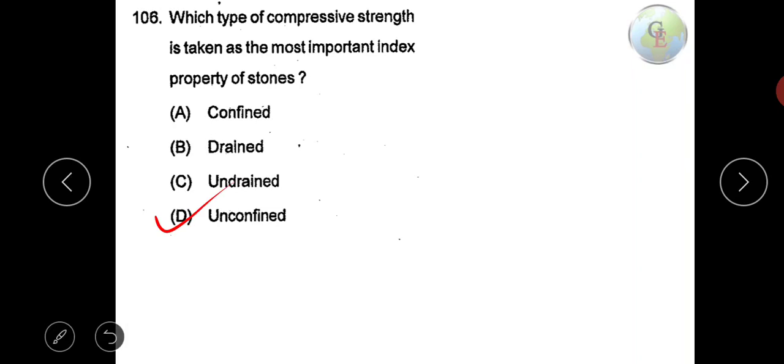Rocks generally fail when the loads are beyond their strength. So the failure takes place under compressive, tensile or shear forces at different values, and the compressive strength is taken as the most important index property of the stone. Why are we taking the compressive strength as the most important index property? Because in a natural environment, if we are using a rock in a building or some structure on the surface of the earth, it will be in an unconfined environment, not in a confined environment.